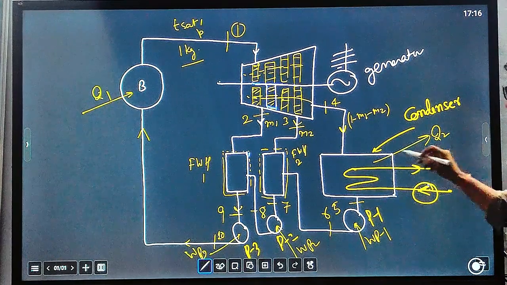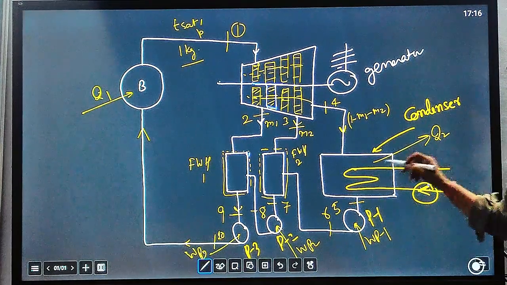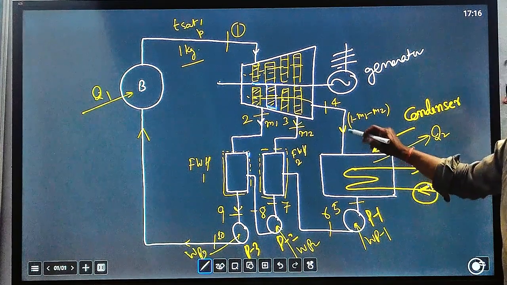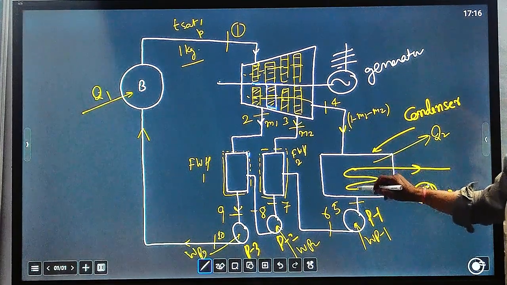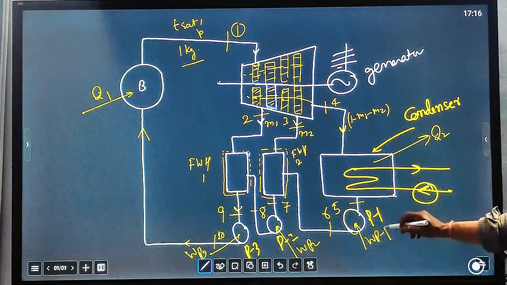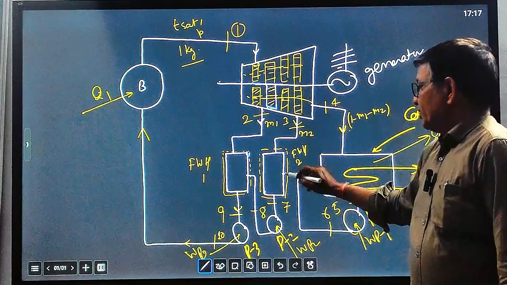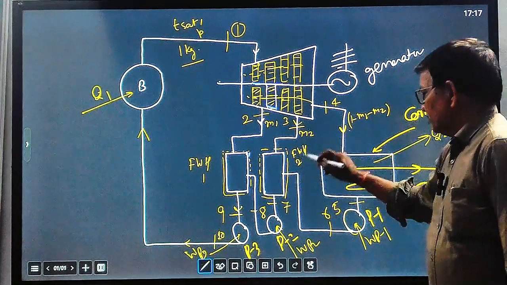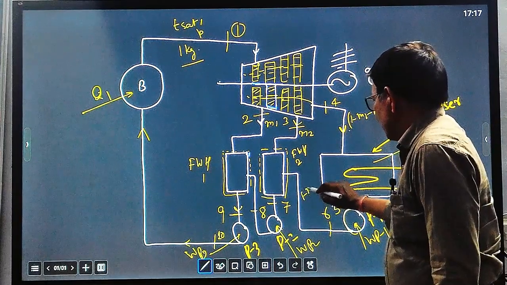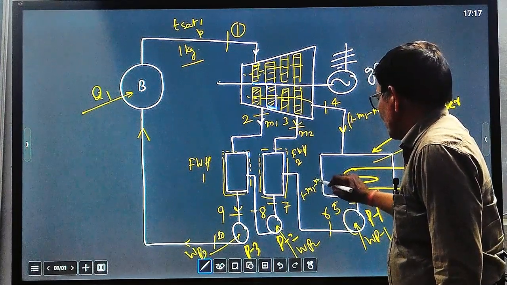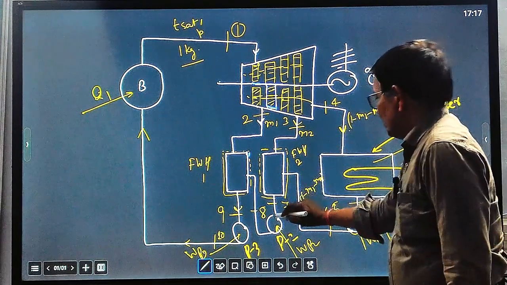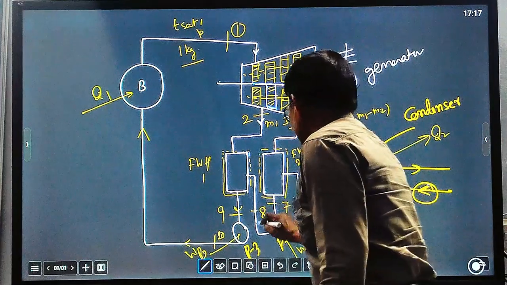Here it will come in contact with the cold water coming from the river, stream or canal. So once this steam comes in contact with the condenser, it will condense. The condensate is again pumped back from pump 1 to feedwater heater 2. Here the M2 quantity will mix with the 1 minus M1 minus M2 quantity of water, so here you will see only 1 minus M1.